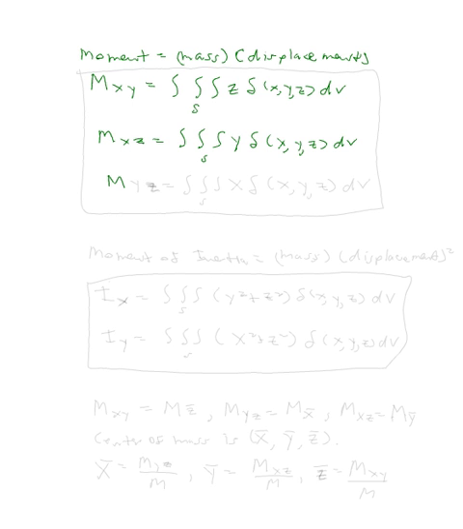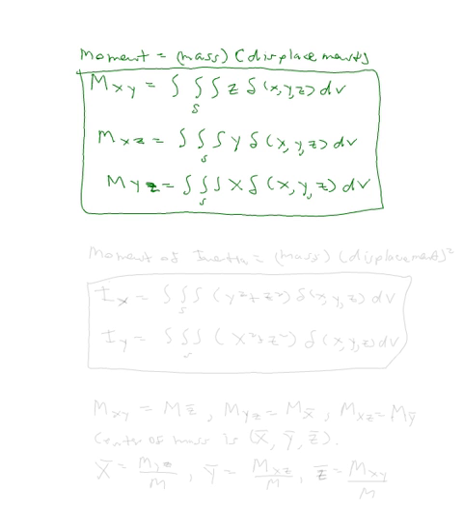And then finally, we get M sub yz is equal to the triple integral over S. Displacement from the yz plane is x, so we have x, times delta of xyz dV. So we have our formulas for the first moments about the coordinate planes.